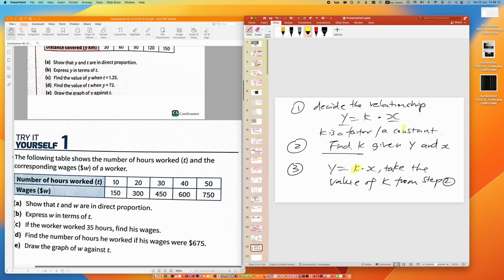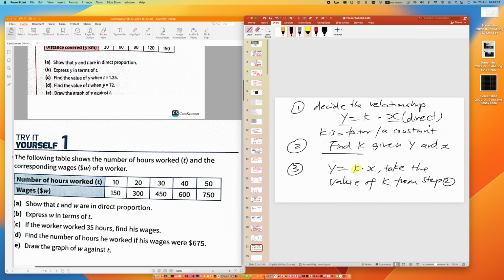Hold on, maybe I need to write direct here now, because sometimes it's not always direct one. So in case, because this question is direct, so this y equals to kx is for direct, so I bracket it. So you write down y equals to kx, bracket direct. Written down already? Yeah. Okay, good.